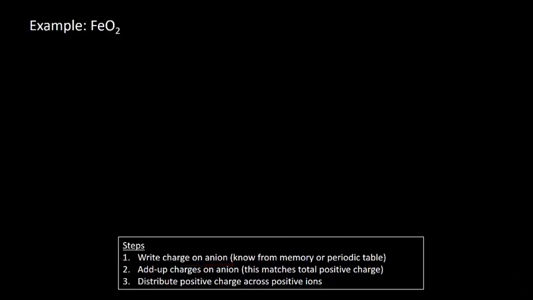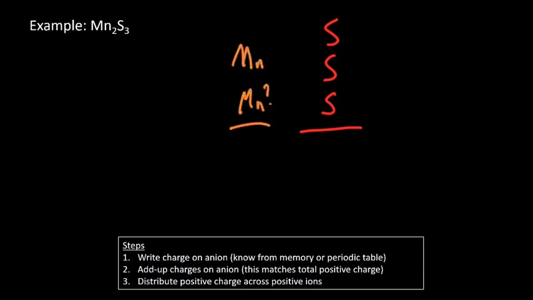All right, let's do another one. Here I have manganese, 2 of them, with 3 sulfurs. So once again, I'm going to write all my sulfurs on the right. Sulfur, sulfur, sulfur. And I'm going to write all my manganeses on the left. Manganese, manganese. And remember, the goal is to get those question marks. Sulfur I can get from the periodic table. I know it's minus 2, minus 2, minus 2. When I add up the charges on the anions, I'm going to get a minus 6. That matches the total positive charge on the left, gives me a plus 6.